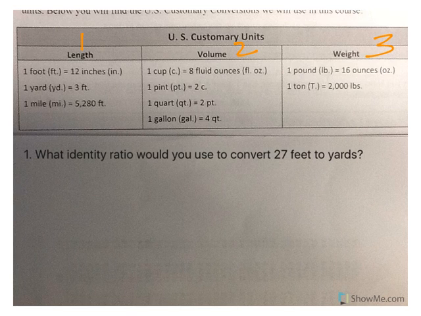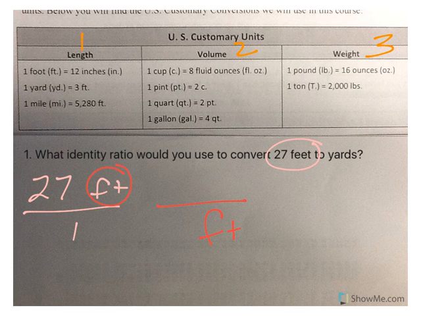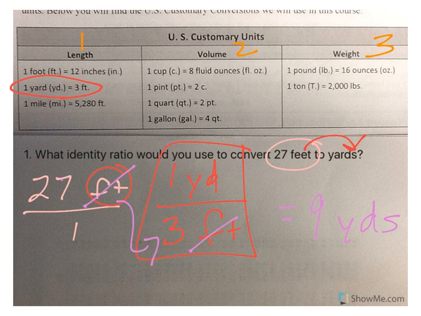Now, number one, what identity ratio would you use to convert 27 feet to yards? Well, remember that you're always going to start with what you're given. If I'm given 27 feet, when I think about the identity ratio that I'm going to use, feet needs to be in the bottom. Can I go from feet to yards? Well, if you look up here, here's your conversion. 3 feet is 1 yard. So this right here in pinkish, reddish, orangish, that is the identity ratio you would use to convert 27 feet to yards. If you want to go ahead and do that, these would cancel out. 27 divided by 3 gives me 9 yards.